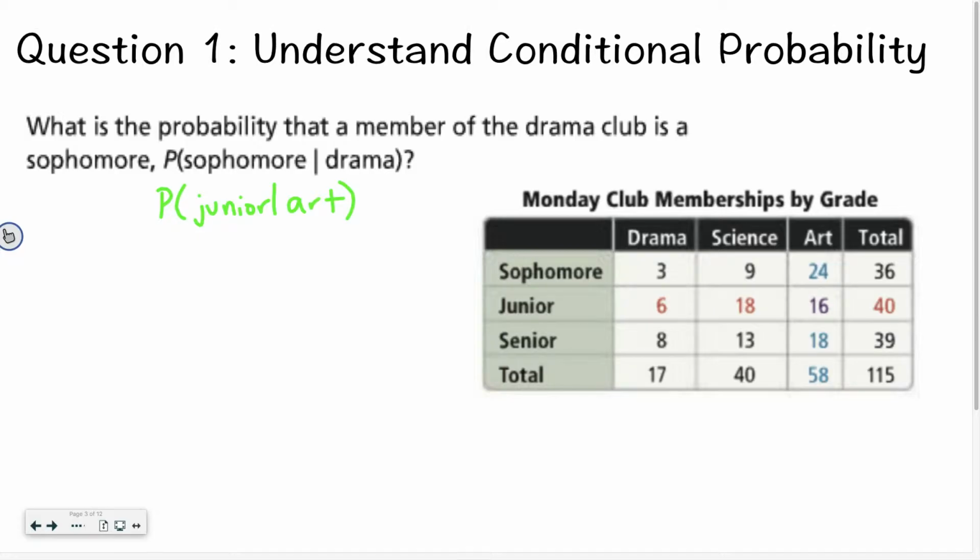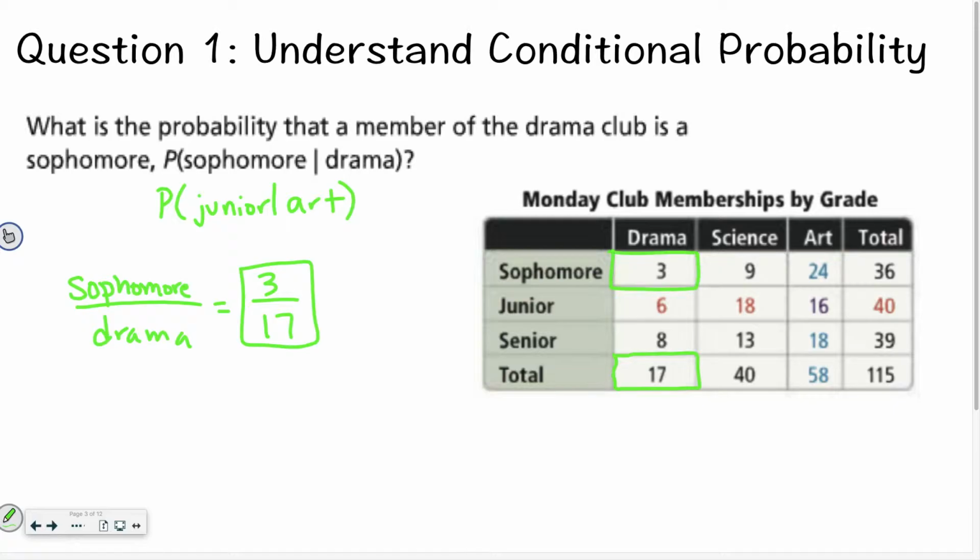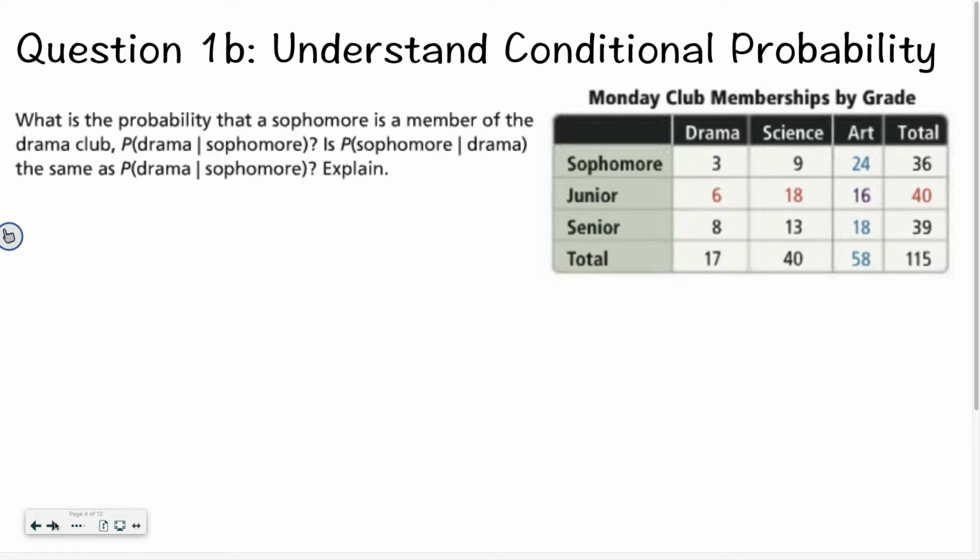Good luck. Hopefully for this problem, you saw we're looking at just the drama club. That means we have a total of 17 people. And if we're looking for a sophomore, there are only 3 of them in that club that are sophomores. Okay, so question 1B, I'm going to talk through this one.